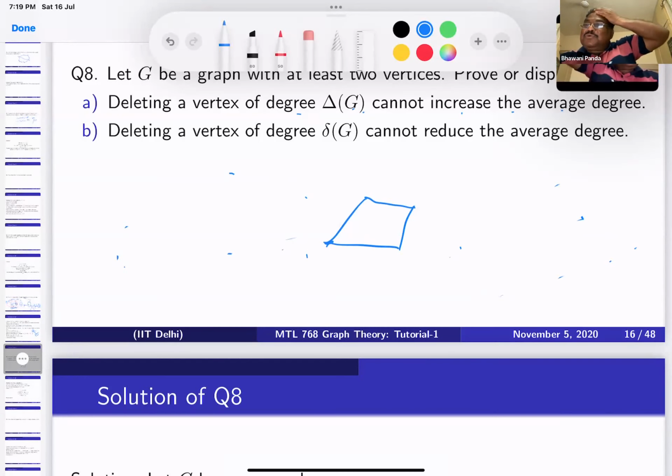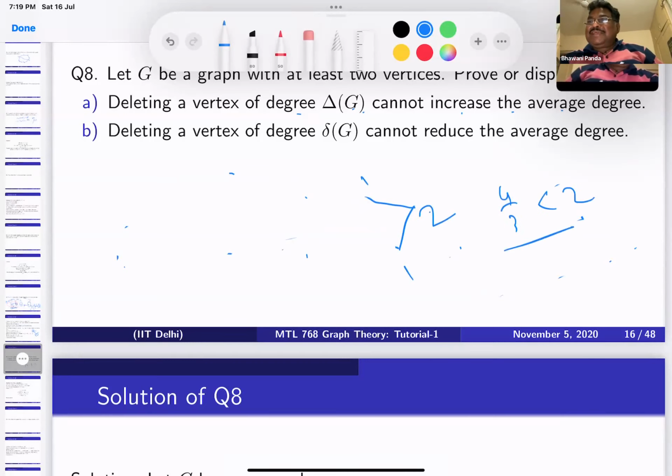2. If I delete this vertex, what is the average degree? 1, 1, 1, and 2. 4 by 3, right? Which is less than 2. So it cannot reduce the average degree. That is not true, right? This is the counterexample. So it can reduce.